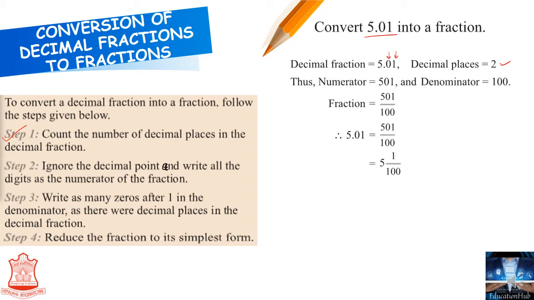Step 2 is ignore the decimal point. अब हमें decimal point ignore करना है and write all the digits as the numerator of the fraction. Decimal point छोड़ना है, वो ignore करना है and 501 हमें as it is लिखना है.